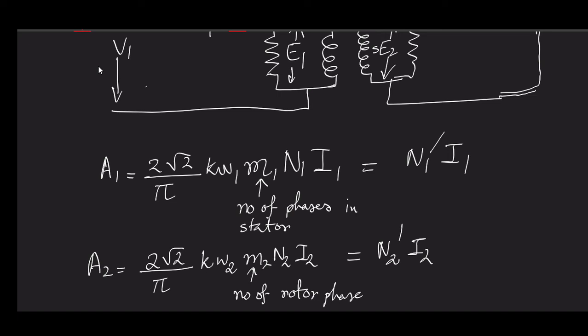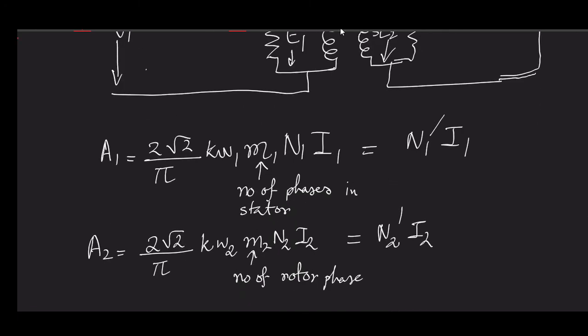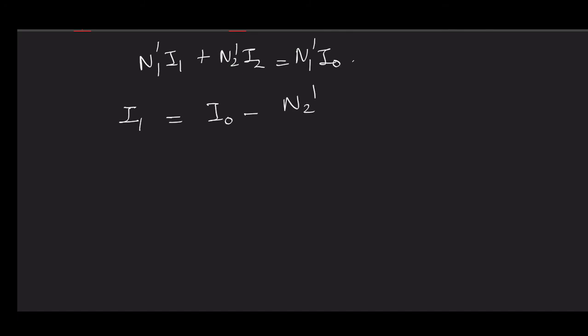So in terms of MMF balance, we can write the equation which was common for a transformer, and thereby it gives I1 is equal to I naught minus N2 dash by N1 dash I2.